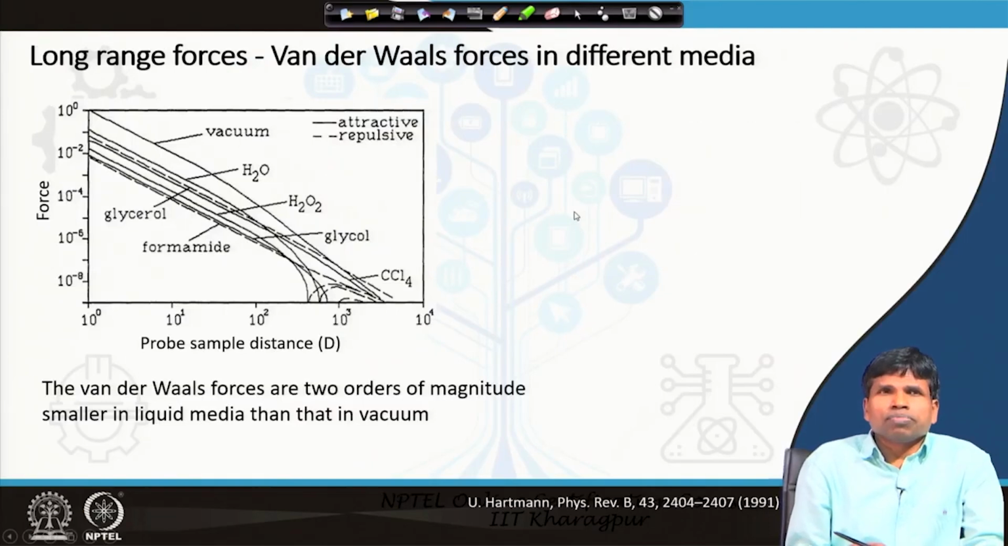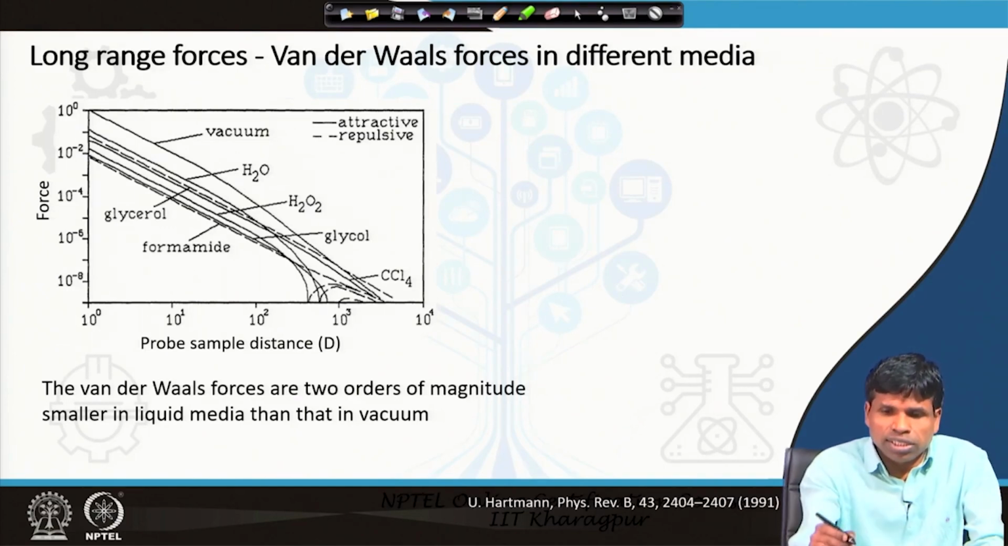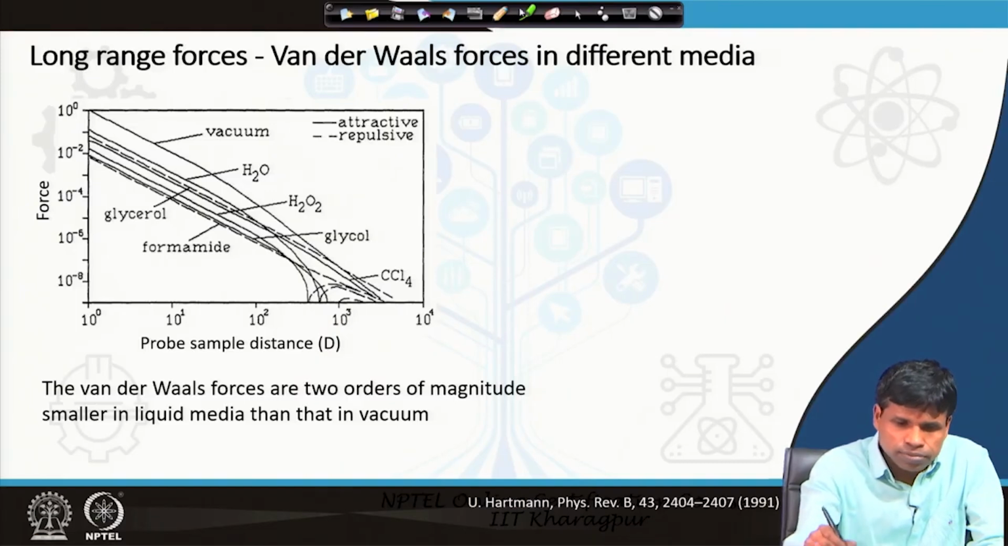If we look at the long range force, van der Waals forces, that force, as you see here in this graph, varies with different medium and also varies with probe distance. As the probe distance increases, the force is decreasing in almost all media, but also in the vacuum we see the force is much higher than in a particular medium. So, the van der Waals force decreases when we use a particular medium, and certainly through the distance it also decreases.